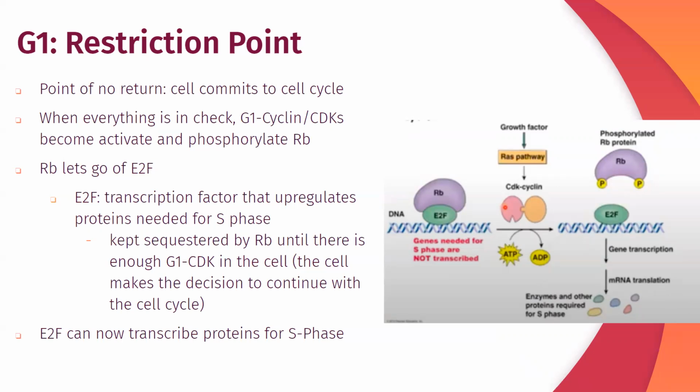But E2F is very important because it is a transcription factor that transcribes essential proteins for S phase. There's a little pathway over there, which is basically just the image version of everything I just said. Phosphorylated RB has its function inactivated, its original function being holding on to E2F.